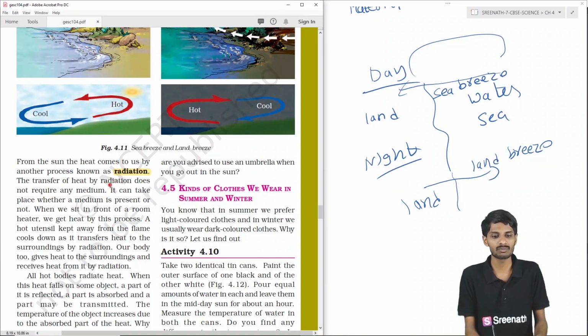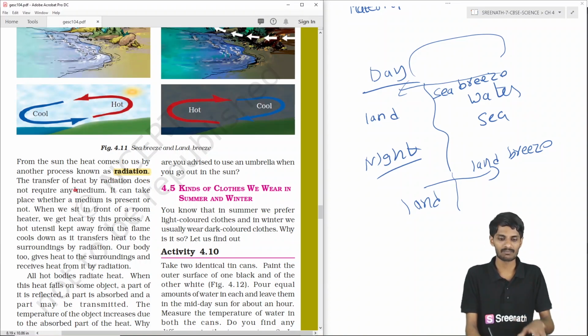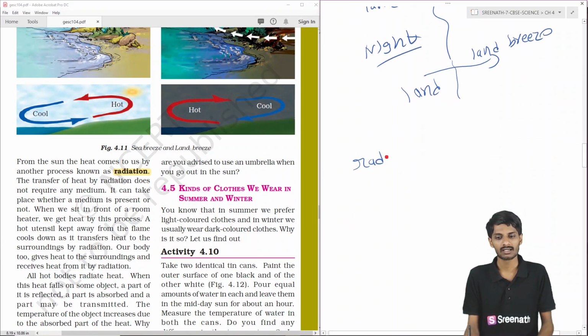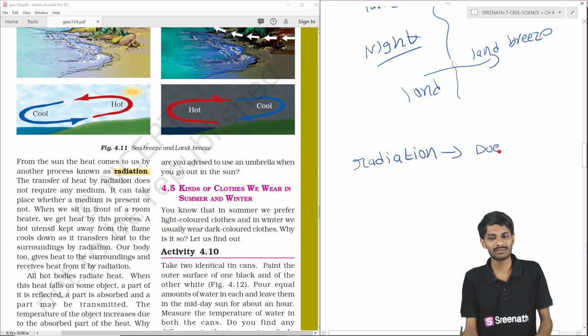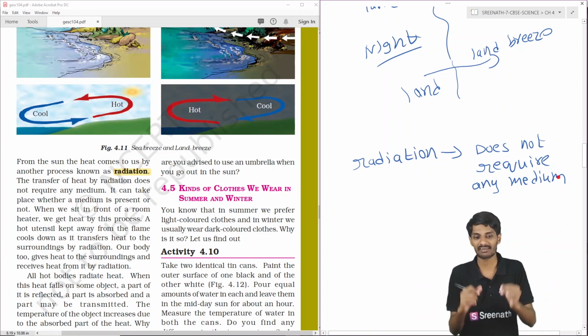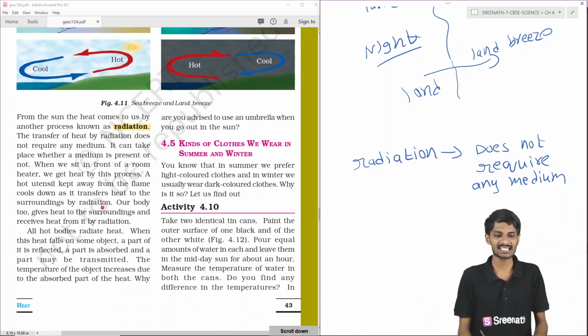So transfer of heat by radiation does not require any medium. Radiation is another process of heat transfer. It does not require any medium, students. So that is the thing.